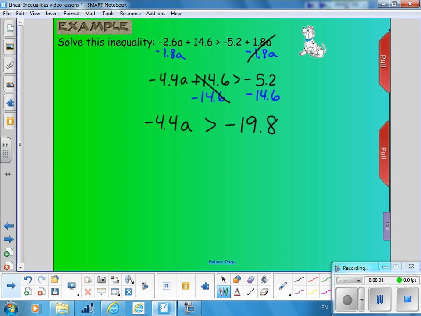We need to divide by -4.4. Now we are dividing by a negative. That becomes 1. So we need to flip or reverse the inequality. So this becomes a less than, and then -19.8 divided by -4.4 is 4.5. So a is less than 4.5. So the same process as solving an equation, but the key to remember is when you are dividing by a negative, you need to reverse the inequality sign.